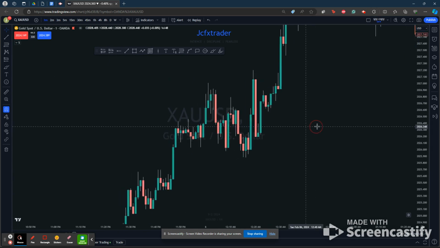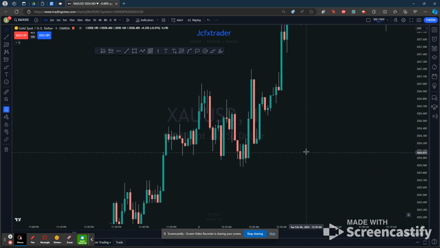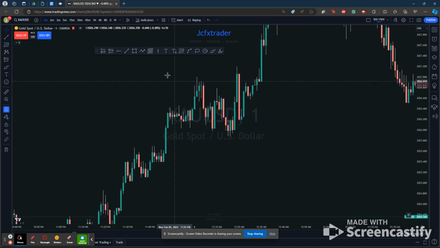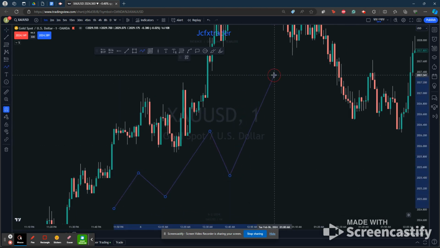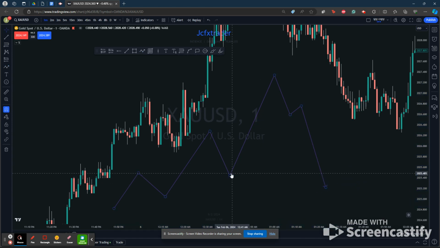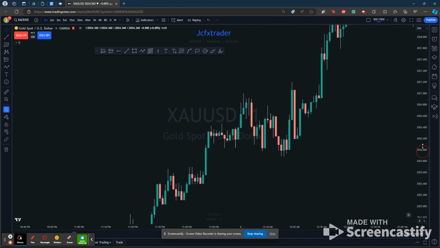Alright, here's an example of a failed break of structure. As you can see here, we are in an uptrend, right? Uptrend. And let's say we're trying to look for sells, right? Or we want to sell the market. And we want to look for this nice break of structure, right? So what wouldn't be a break of structure?